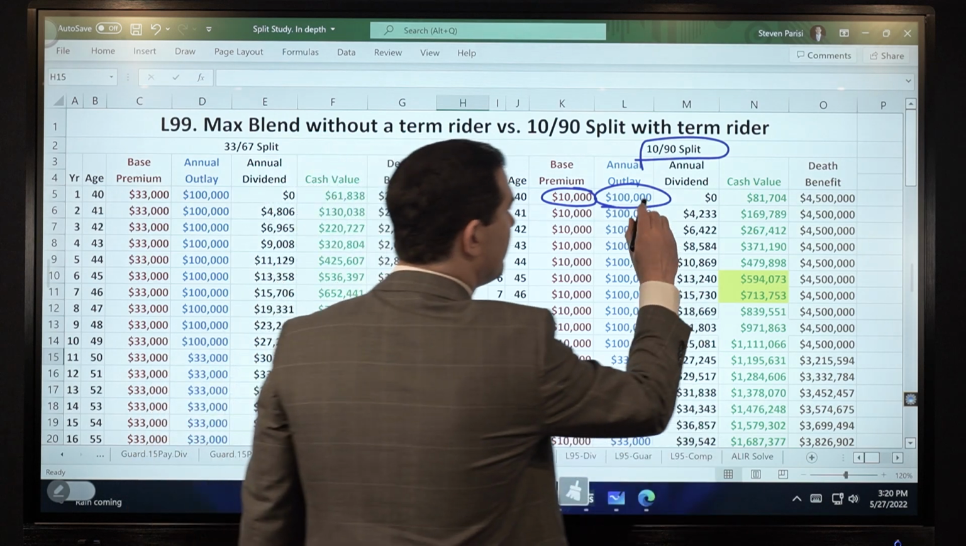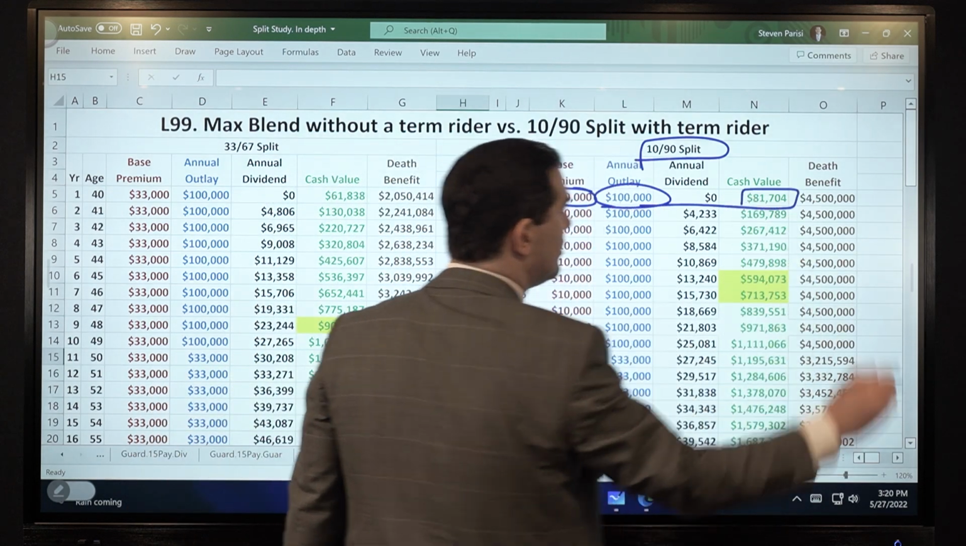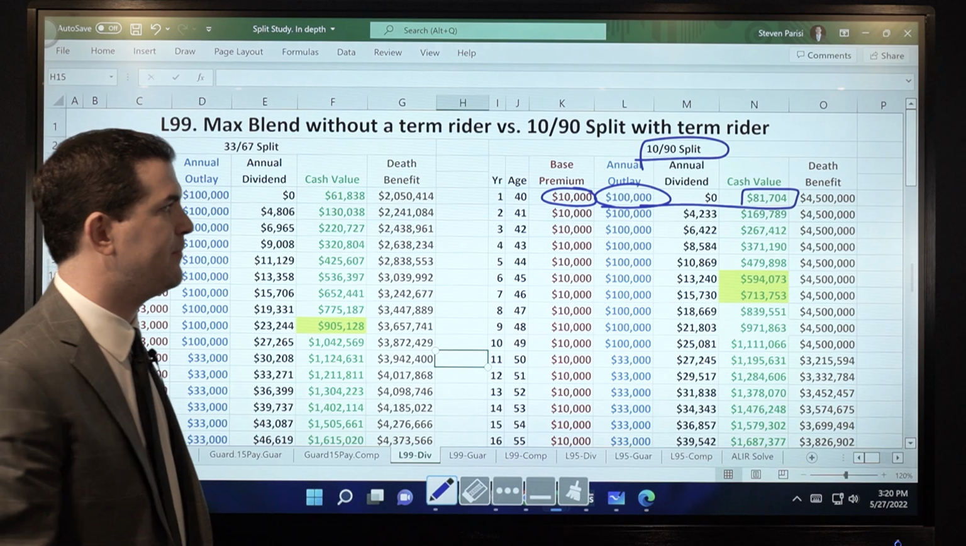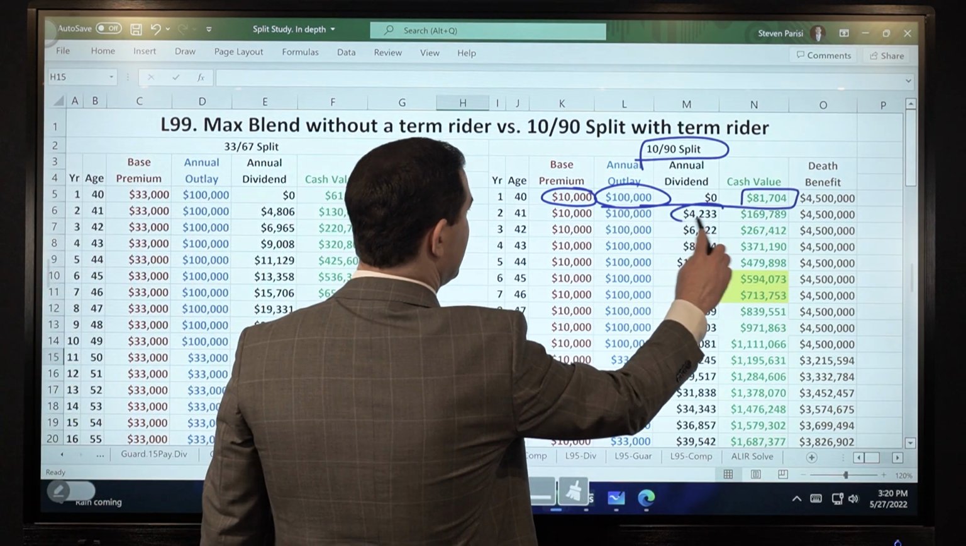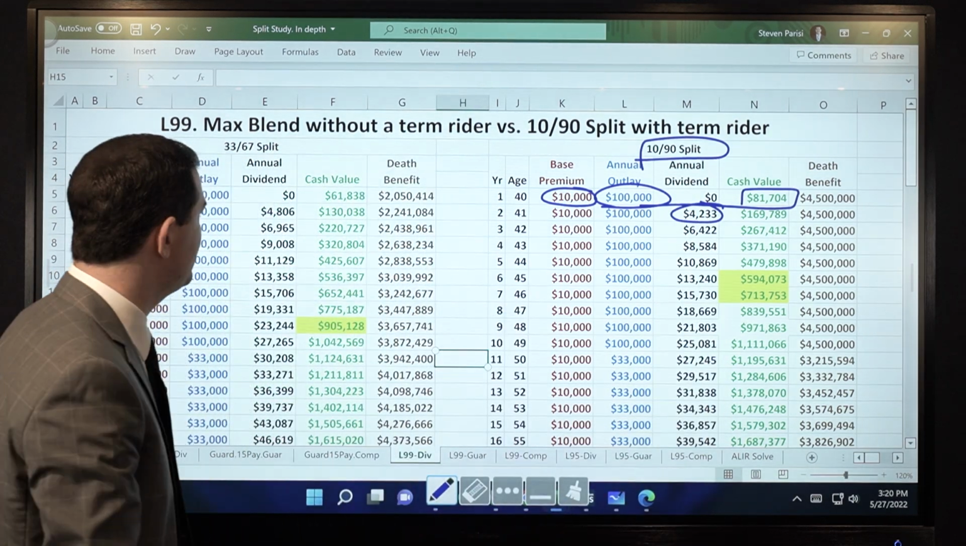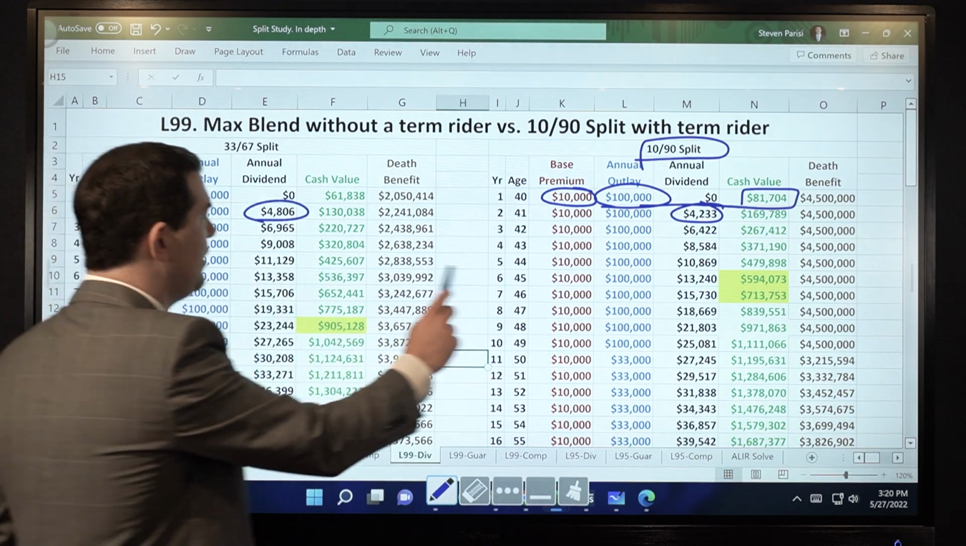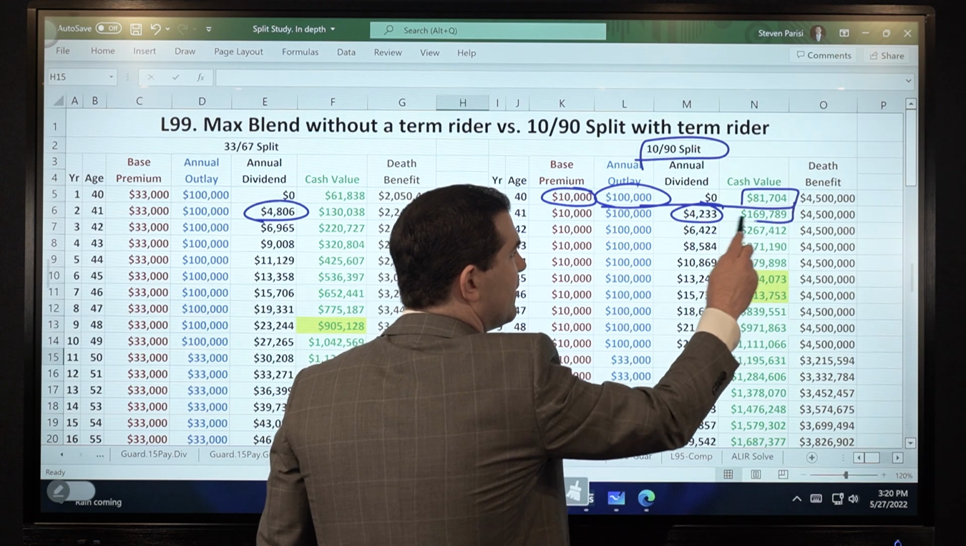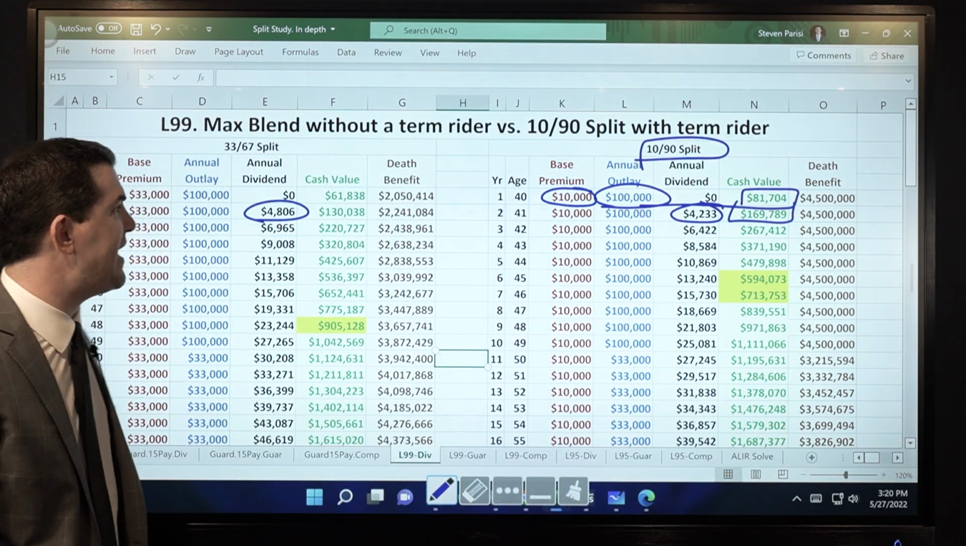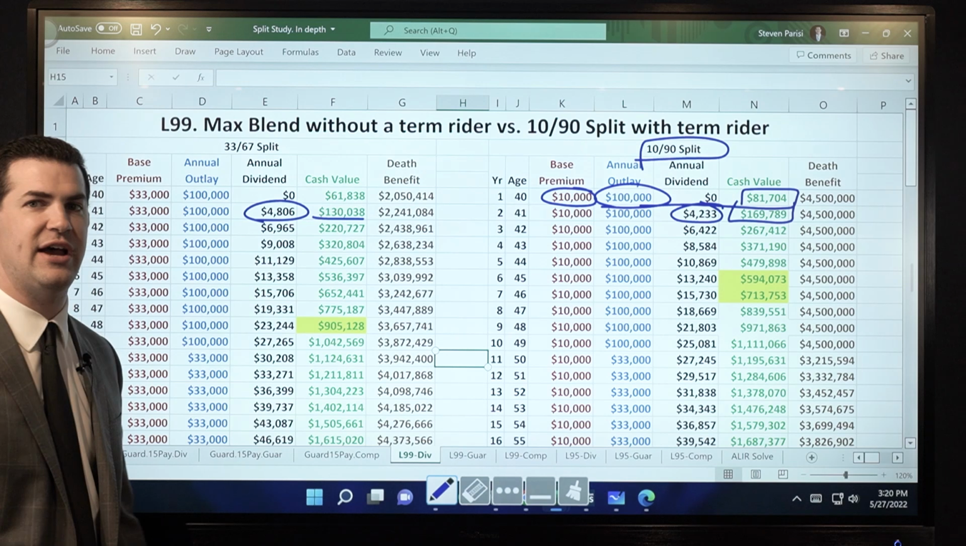$100,000 going in. First year in cash value, just about 82%. Next year, dividend, $4,200. Look at this. Over here, it's $4,800 with the higher base premium. Yet, you've got almost another $40,000 in cash value in year 2 when we compare them side by side.